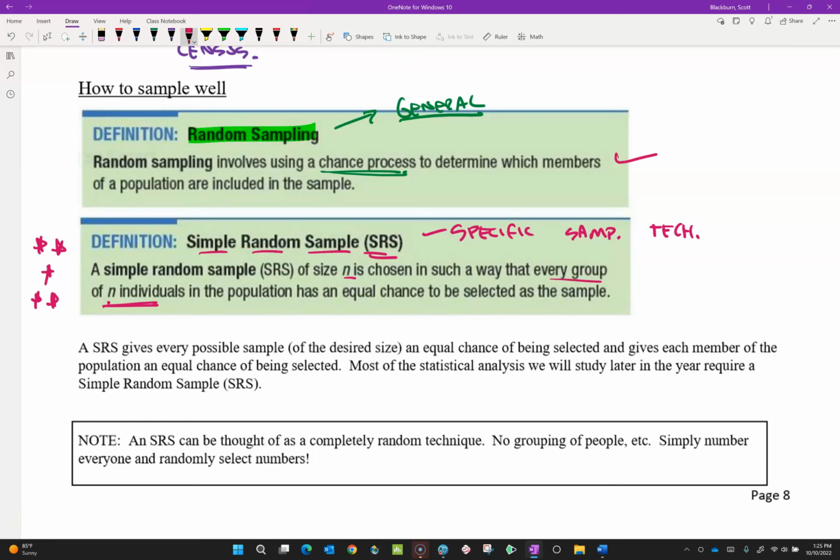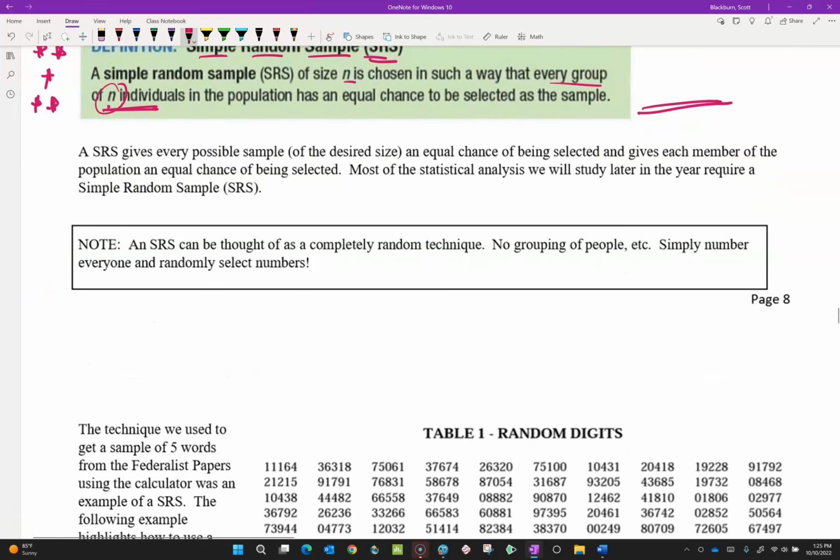Please don't confuse that with every individual has an equally likely chance of being selected for the sample. By the way, in an SRS, every individual does have an equally likely chance of being selected. But there are many sampling techniques where every individual has an equally likely chance of being selected, but every possible sample of size n is not equally likely. So we're going to have to spend a little bit of time on this to make sure that this is solidified in our minds. So an SRS gives every possible sample of the desired size an equally likely chance of being selected, and gives each member of the population an equally likely chance of being selected.